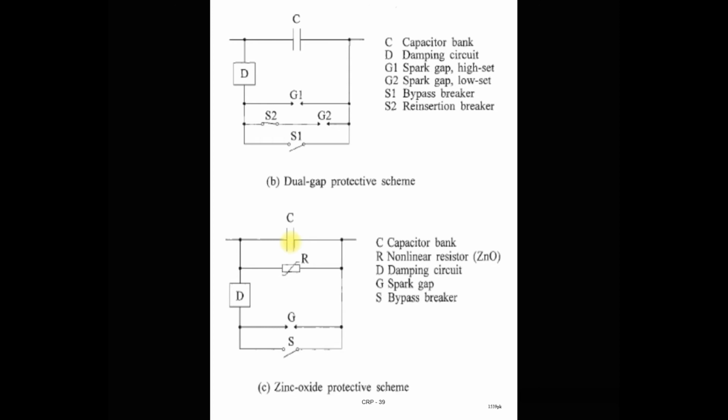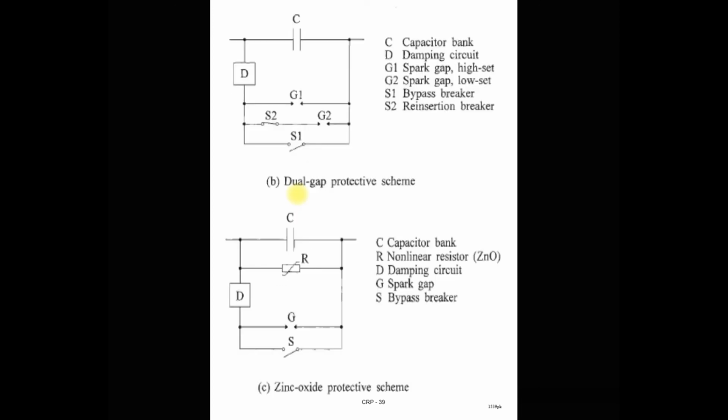Because the reinsertion of the capacitor happens automatically, it takes very few milliseconds as compared to the previous two methods. At this time, this zinc oxide type protective scheme is used for the reinsertion of the series capacitor to avoid damage to the series capacitor as well as to maintain the transient stability of the system. So this is all about the protection of the series capacitor by providing the bypassing and the reinsertion of the capacitor to avoid transient stability related problems.